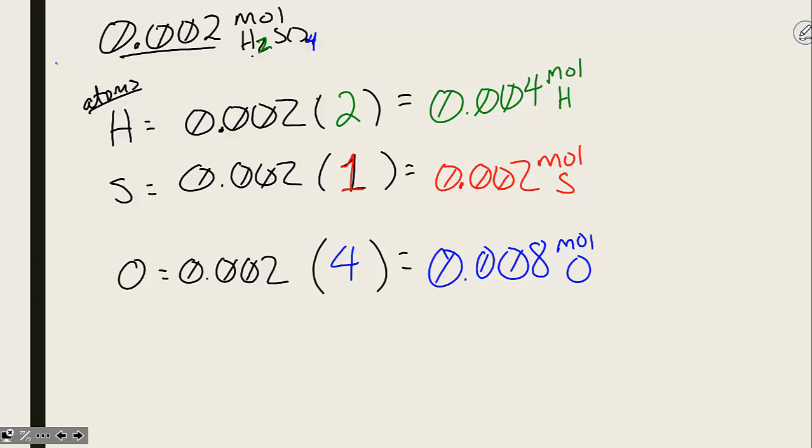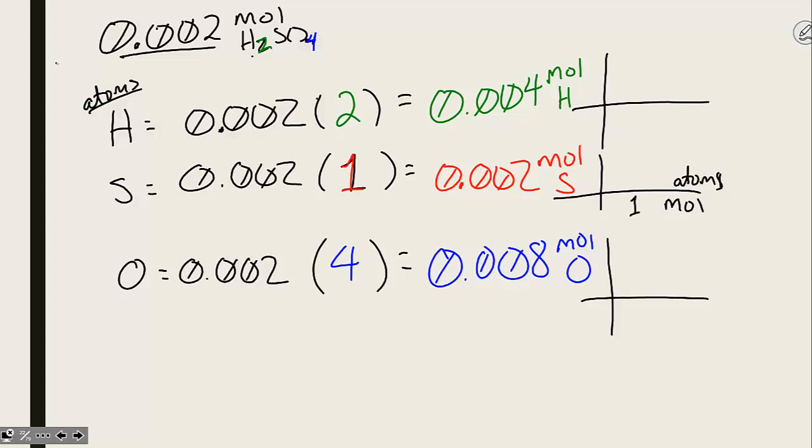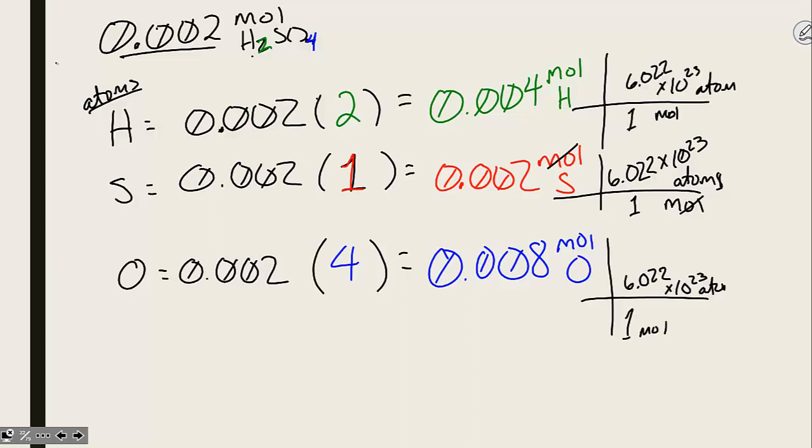That's not what the question asks. The question wants to know how many moles or how many atoms is that of each one. So we can use our factor label method to cancel out moles and go to atoms. 1 mole is 6.022 times 10 to the 23rd. Moles will cancel out, leaving us with atoms. And if we do that with each one, we'll find our answer.